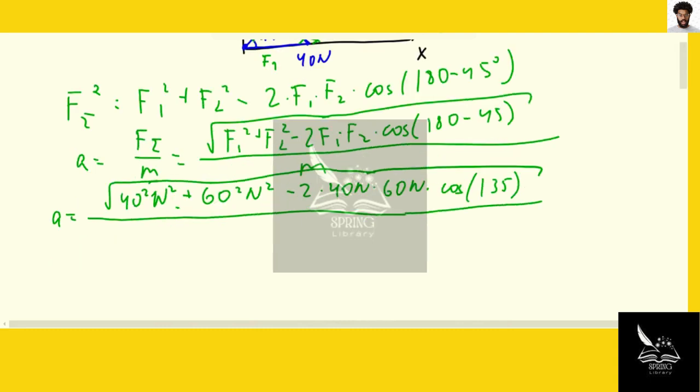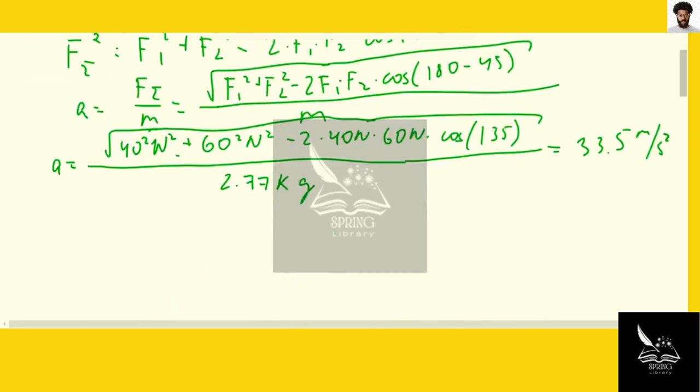So the acceleration of the object equals 33.5 meters per second squared. Now we have to find the direction of this acceleration. So now let's redraw the system again.